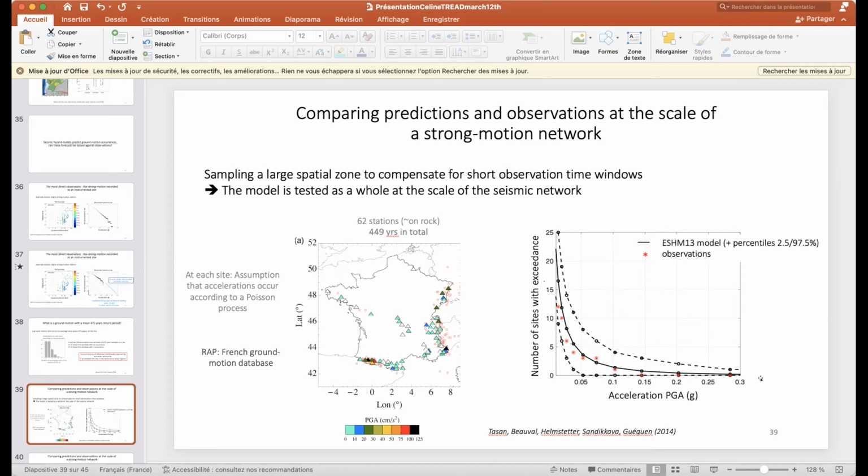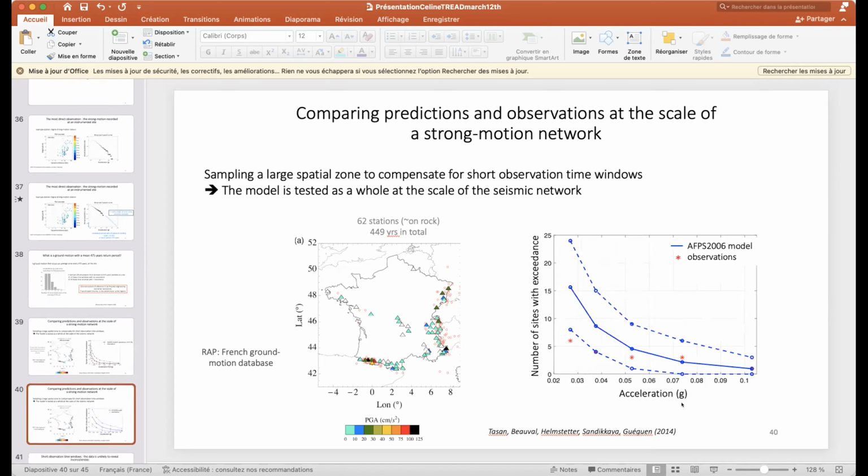And in this case, at that time, we were comparing observations with the previous European hazard model, the one that is called ESHM 13. The new one is ESHM 20. So we got observations compatible with the forecasted distribution. However, as you can see, the comparison was meaningful only for very low acceleration levels, lower than 0.05 G, because for larger levels, the numbers involved were too small. The time windows of observation were still too short.